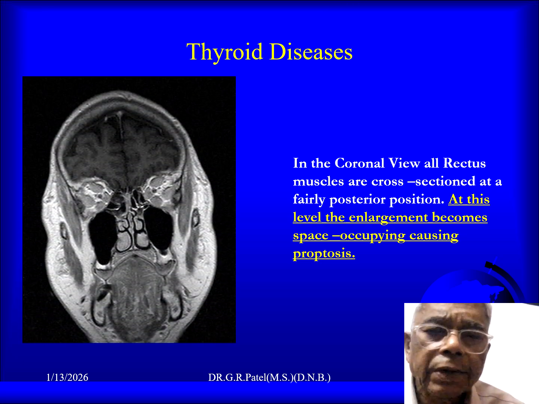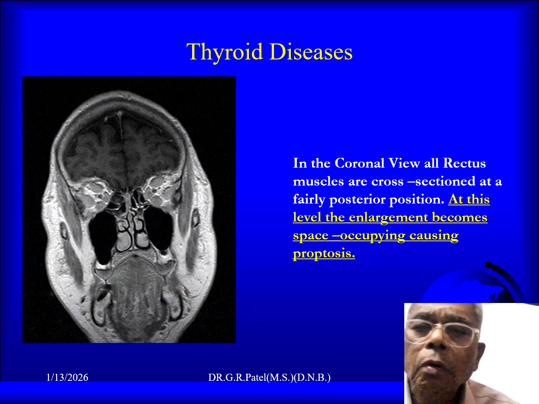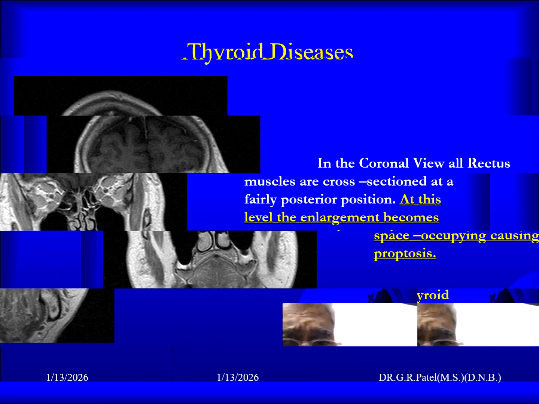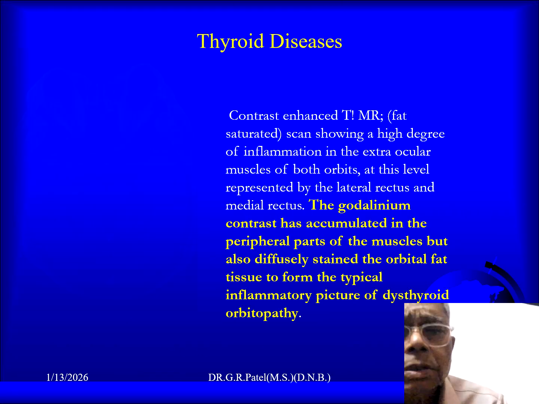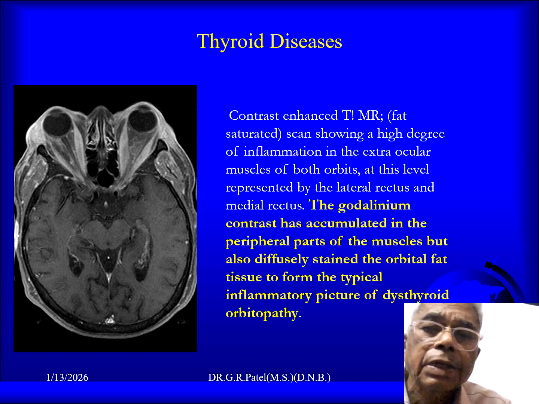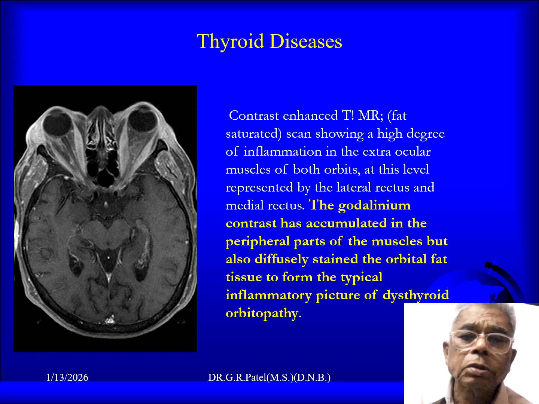Third, MR of thyroid orbitopathy. In the coronal view, all rectus muscles are cross-sectioned at a fairly posterior position. At this level, the enlargement becomes space-occupying, causing proptosis. Contrast enhanced T1 MR fat-saturated scan showing a high degree of inflammation in the extraocular muscles of both orbits.